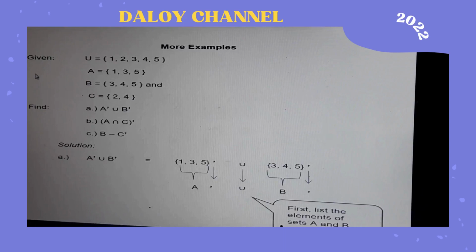Okay, another example. Considering the given, we have a universal set of 1, 2, 3, 4, 5, while set A is 1, 3, 5, set B is 3, 4, 5, and set C has 2 and 4. If you are required to solve for the union of the A complement and B complement, what is the A complement? We compare A to the universal set.